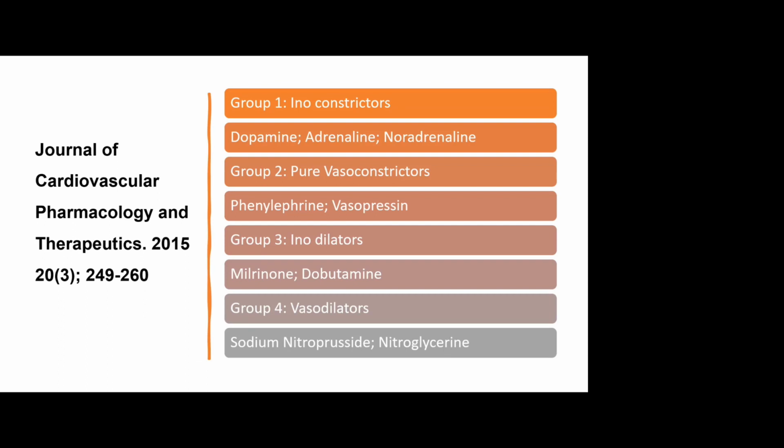So I think this is a better way of classifying the vasoactive agents. But for our discussion and for the next 45 minutes or so, I'll just stick to the word inotrope or vasoactive agent. But if you look at the proper way of labeling any of these vasoactive agents, it's better to use these terminologies: the inoconstrictors, the pure vasoconstrictors, inodilators, and the vasodilators.